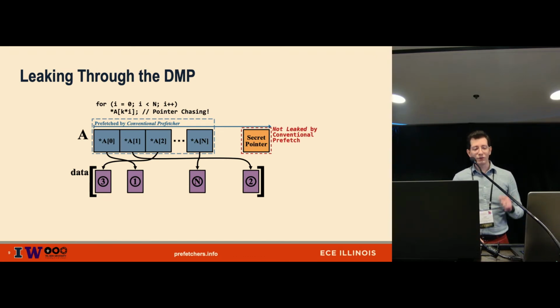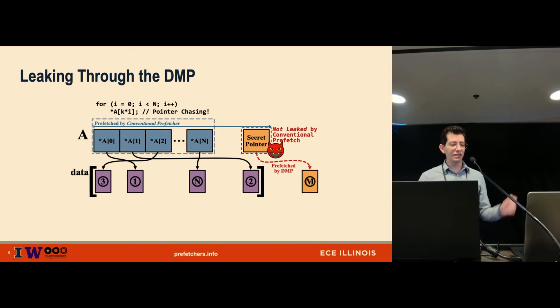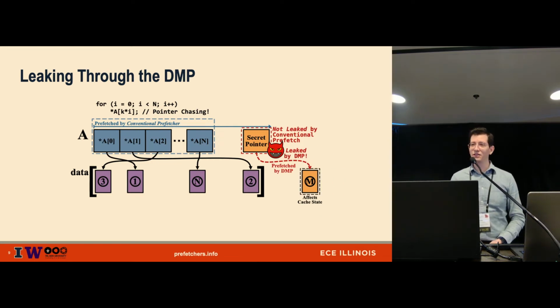But now we add in a DMP. The DMP also doesn't know the bounds of A and says, hey, you know what? I'm going to prefetch this for you. I'm going to dereference it. And now I've brought it into the cache, and now I've created a channel which an adversary can observe. They can realize, hey, this was a pointer, it got brought in.